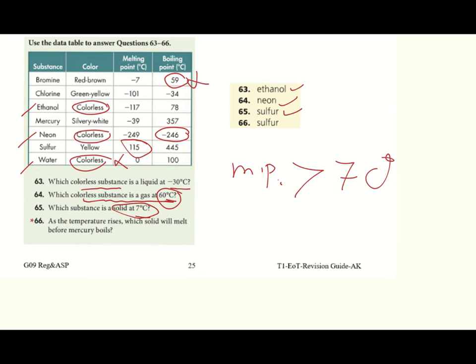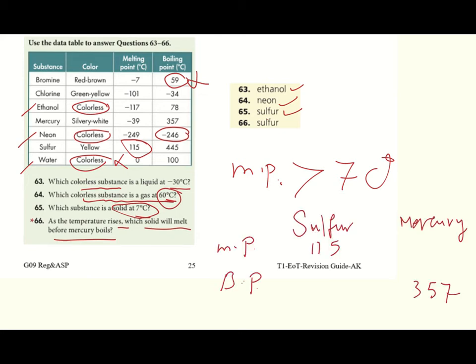66. As the temperature rises, which solid will melt before mercury boils? Okay, so which solid will melt first before mercury boils? So I need the melting point. Looking at sulfur, the melting point is 115. First, it is asking about solids. So the only one that is solid in this table is sulfur. It is the only solid in the table.